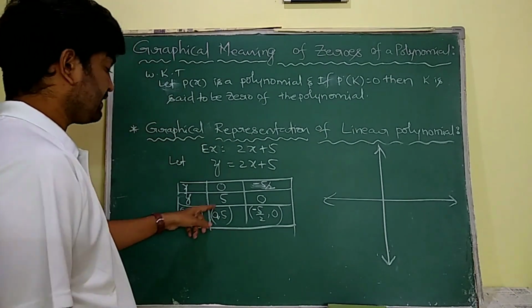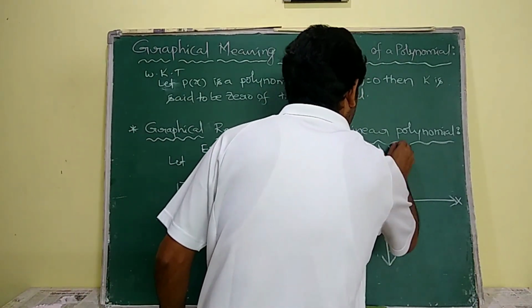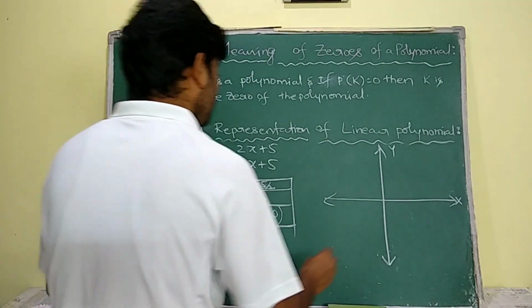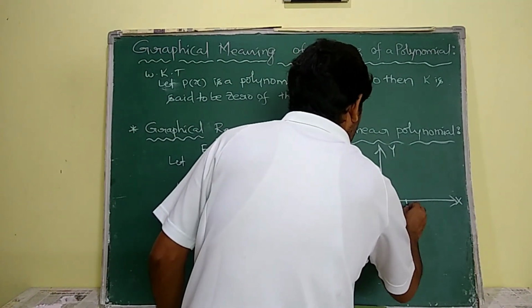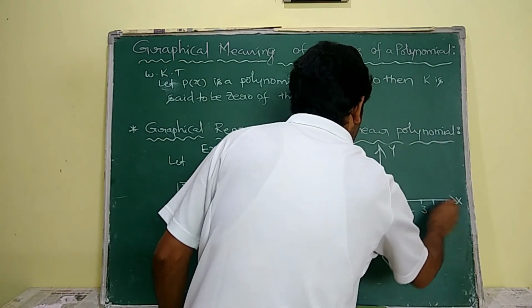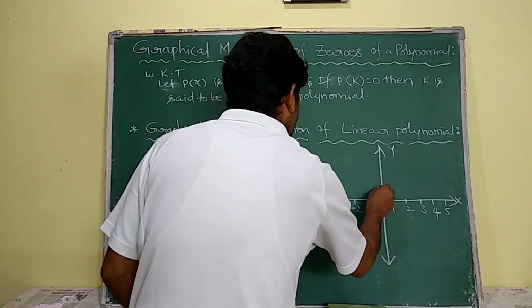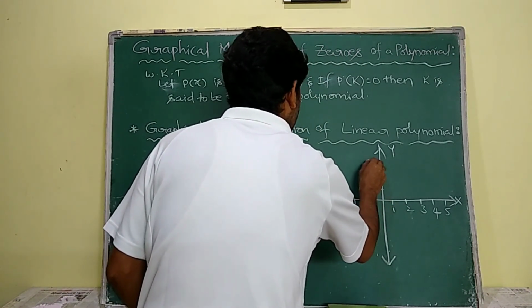See, the first point is 0, 5. First you have to express the graph in x and y axes, and then after you have to number it: minus 1, minus 2, minus 3. Similarly 1, 2, 3.